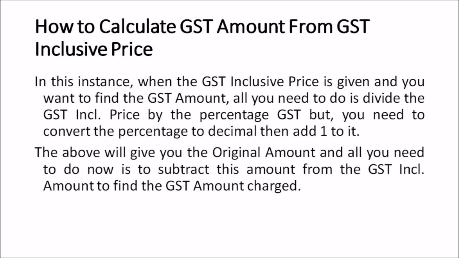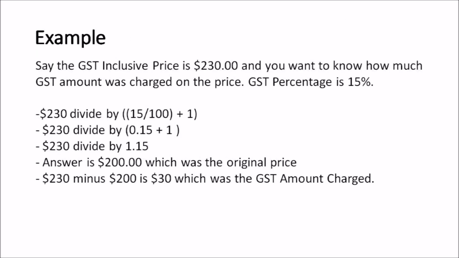So let's look at an example just to understand this better. Say the GST inclusive price is $230 and you want to know how much GST amount was charged on the price. So the GST percentage we'll use is 15%. So you take $230 and you divide it by 1.15. Again, where do we get 1.15? 1.15 comes from the fact that the GST is 15%. 15% means 15 over 100 or 0.15, and you just add 1 to it. So in the previous example we multiplied, in this example we're going backwards, so we divide. So if you divide $230 by 1.15, the answer you get is $200, which means $200 is the original price before adding GST.